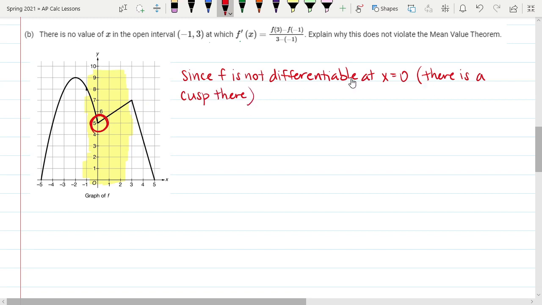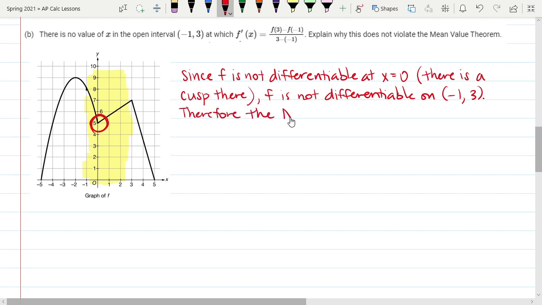So since f is not differentiable at x equals 0, f is not differentiable on the open interval -1 to 3. Therefore, the MVT doesn't apply. So that's why the fact that there is no x in the open interval doesn't violate the mean value theorem, because the mean value theorem doesn't apply.